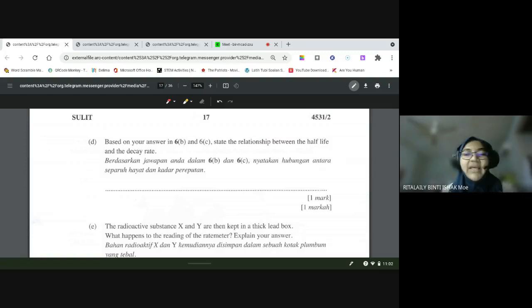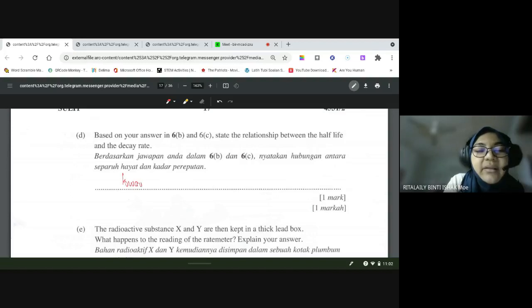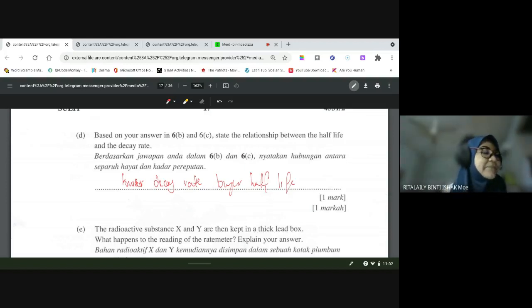Okay, so D, based on your answer, state the relationship between half-life and decay rate. So apa yang kita boleh tulis? Okay, dia dua, lower decay rate, longer half-life. Okay, so the lower the decay rate, the longer the half-life. Okay. Ataupun when decay rate decrease, half-life increase pun boleh juga.